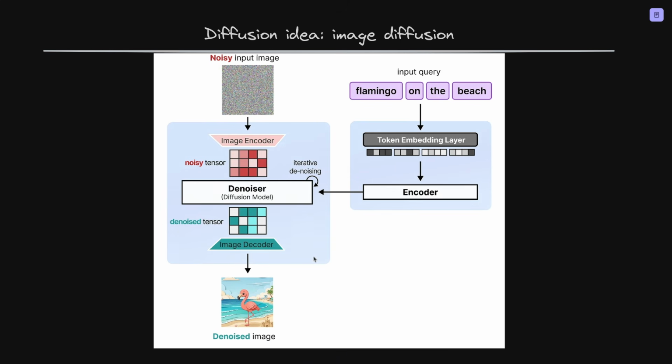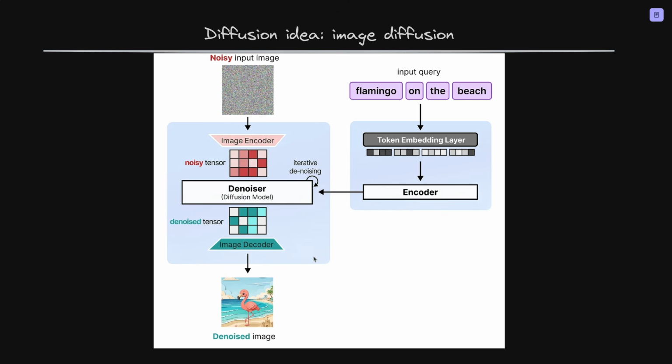So for images, noise is easy to imagine. A pixel can become slightly more red, slightly more blue, or slightly more random. But text is different. A token is not a pixel. How do you make the word LLM slightly less LLM? There is no smooth halfway point between LLM and flamingo. So text diffusion needs a different kind of noise.